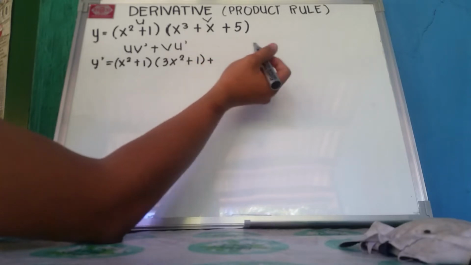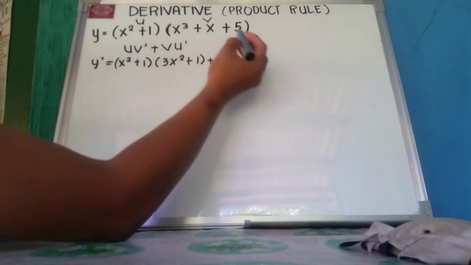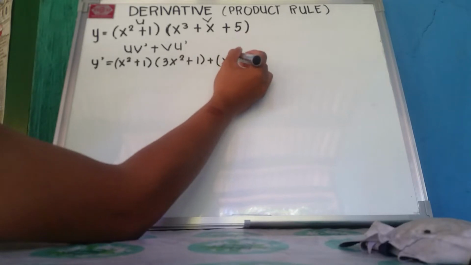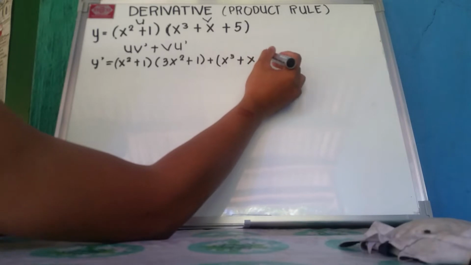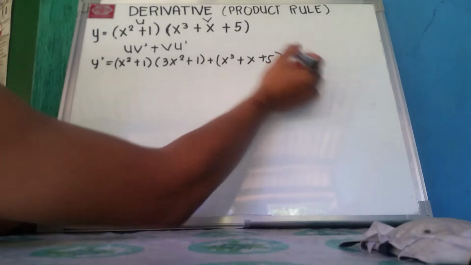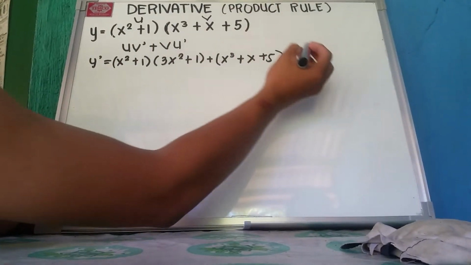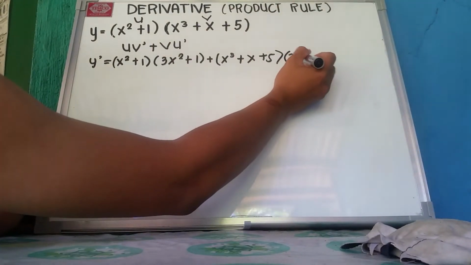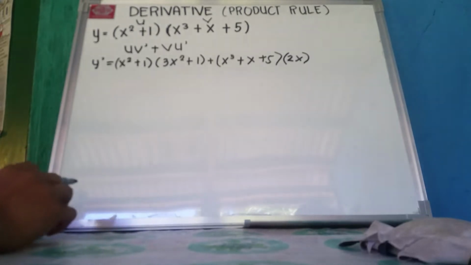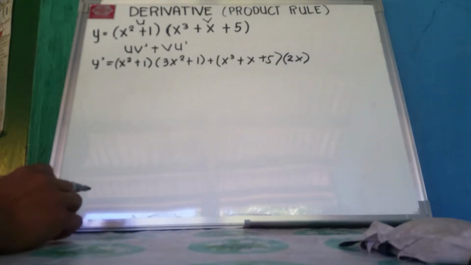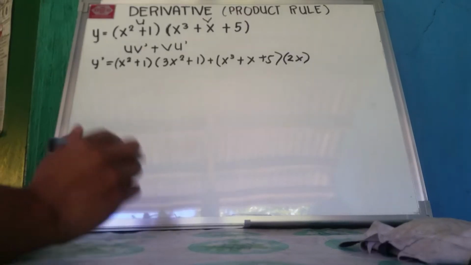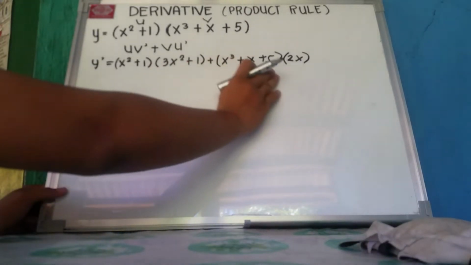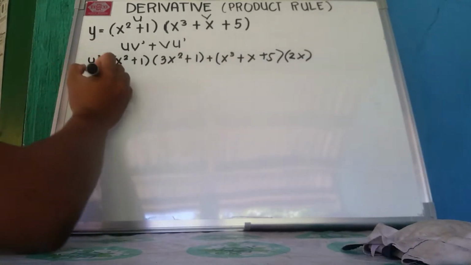plus v, x cubed plus x plus 5, and derivative of u, which is 2x. Now, afterwards, we need to get the answer of this using the FOIL method.